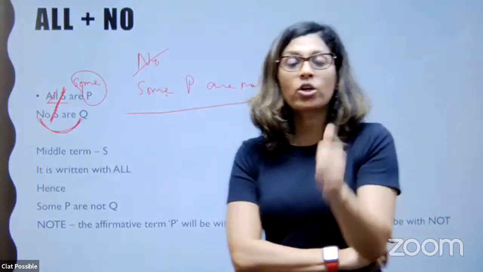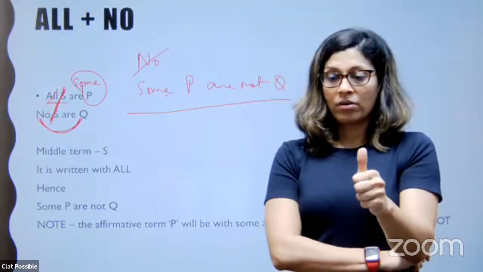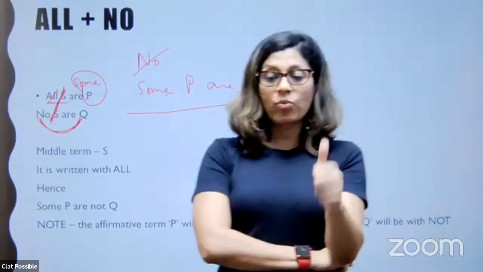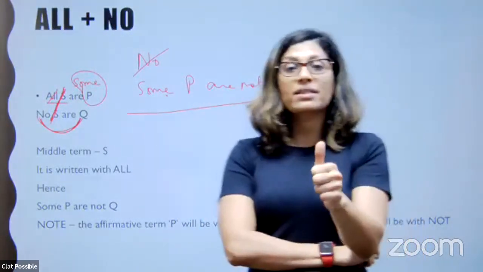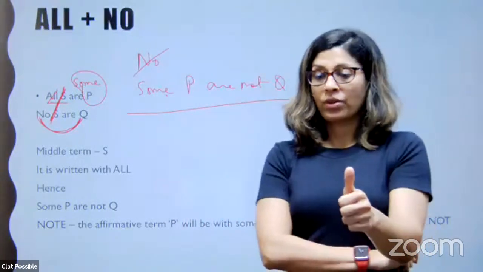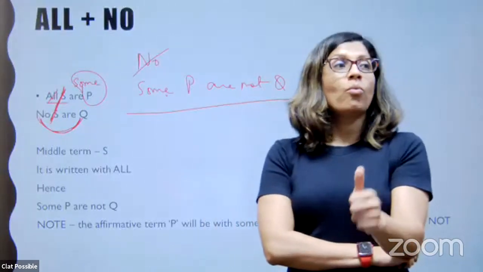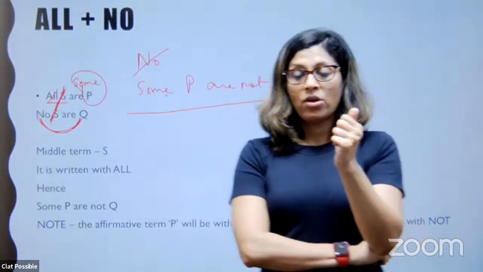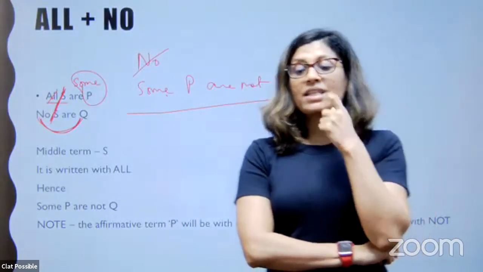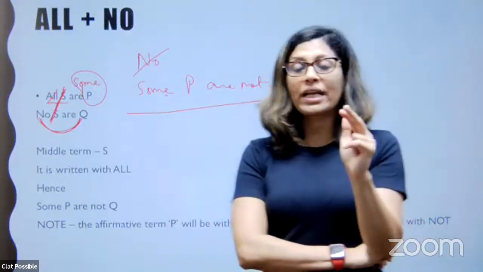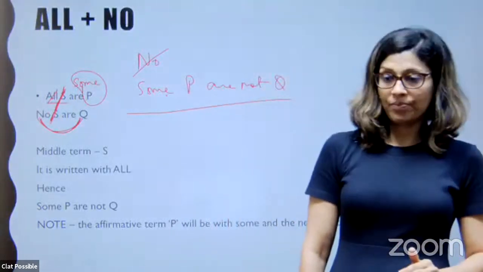Quickly tell me, when will you get a no answer? No answer, when the middle term is the predicate, or when the middle term is not written with all. When will you get a sum not answer? When the middle term is the, quickly, is the subject of all. Now is the rule clear? When the middle term is the subject of all.